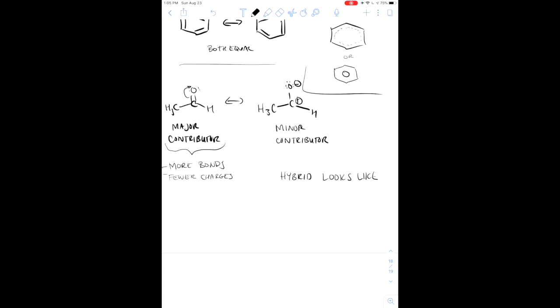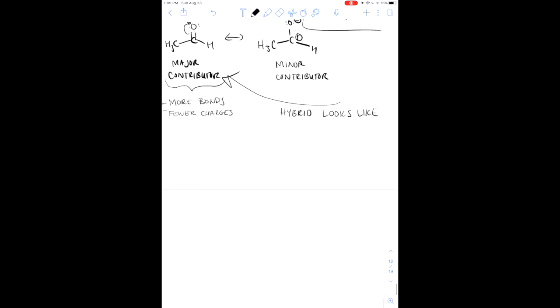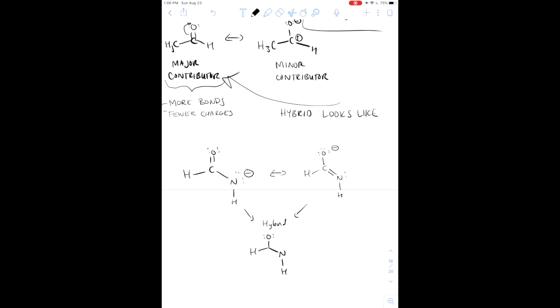And so the hybrid in this case is going to look like the major contributor. And that's going to be the case always. This is important because that's how it's probably going to react as well. If you have different structures, but one is a major contributor, that might dictate the way the molecule reacts. So it's important to know this as well. Let's take a look at this one. We've got two different structures here. We've seen this resonance before, right? So now what does a hybrid look like?